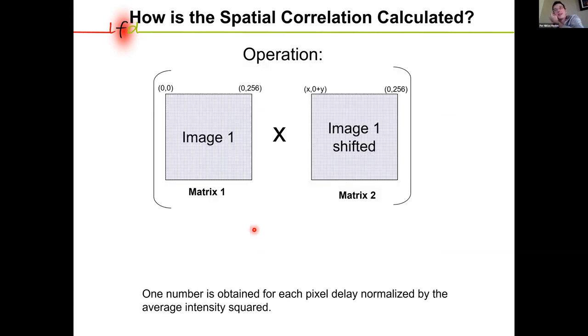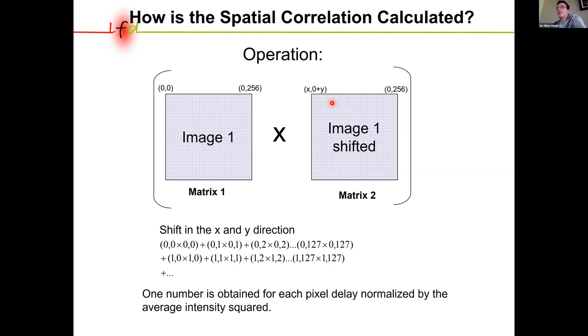So how does this look like mathematically? So we have our image, and now we correlate this basically with itself, but at a certain pixel and line shift. So we shift the image by 1 pixel, for example, multiplied with itself, then shift it by 2, again do the same operation, do it for all lines, and do this operation for all shifts in X and Y direction. And then the number that we get for each pixel delay is normalized by the average intensity squared. So this is the basic autocorrelation function principle.